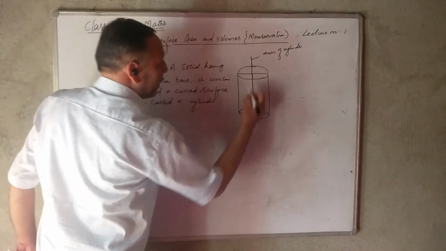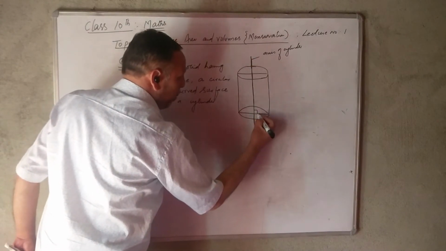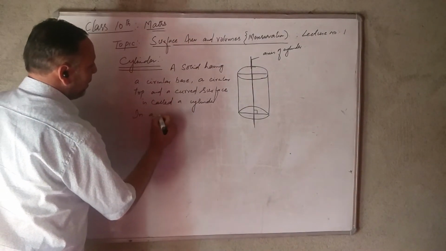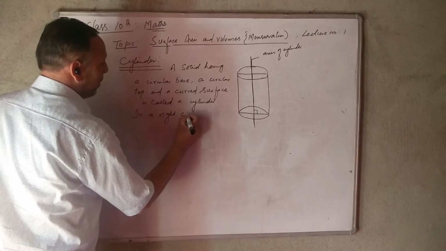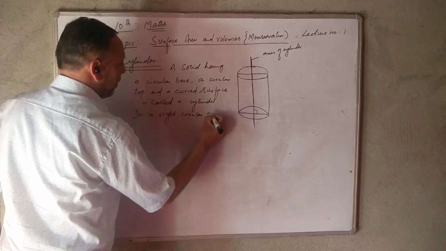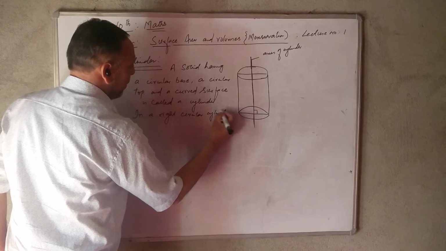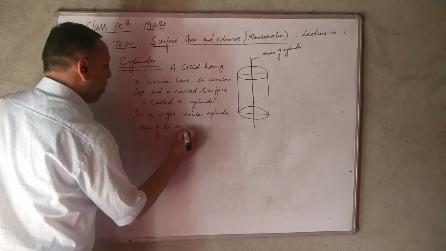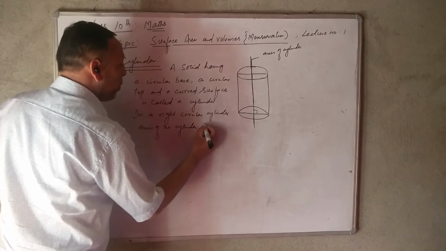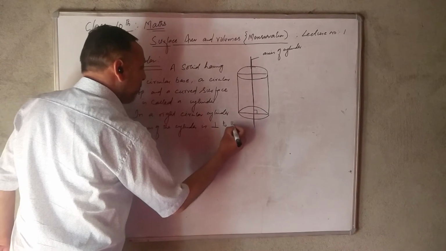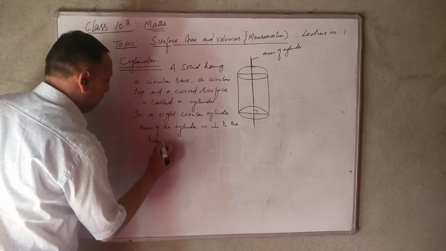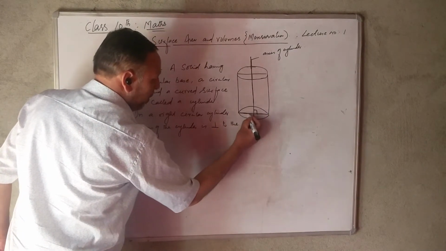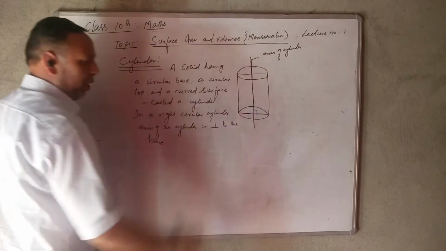In the case of a right circular cylinder, the axis of the cylinder is perpendicular to the base of the cylinder. Here this axis makes a 90-degree angle with the radius of the cylinder or with the diameter of the base of the cylinder. Therefore, it's a right circular cylinder.